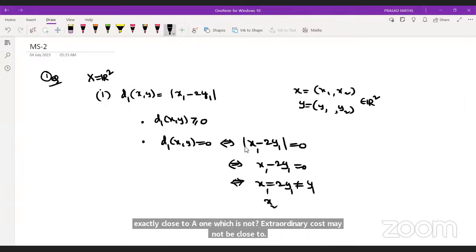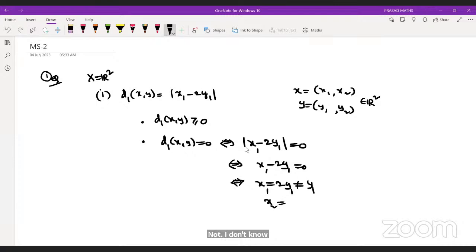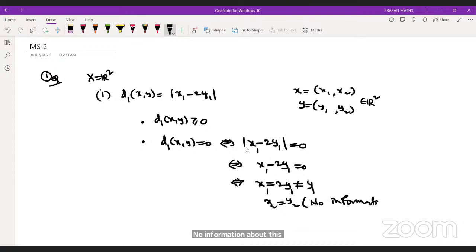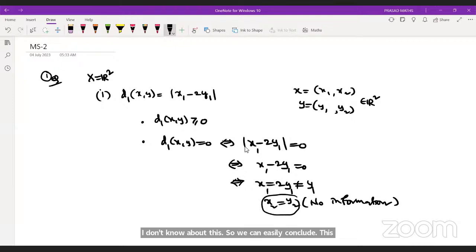I don't know whether x2 equals y2 or not. I don't know about this information. No information about this. So we can easily conclude, this is my guess. Now we can give a counterexample. This is my guess. Right?